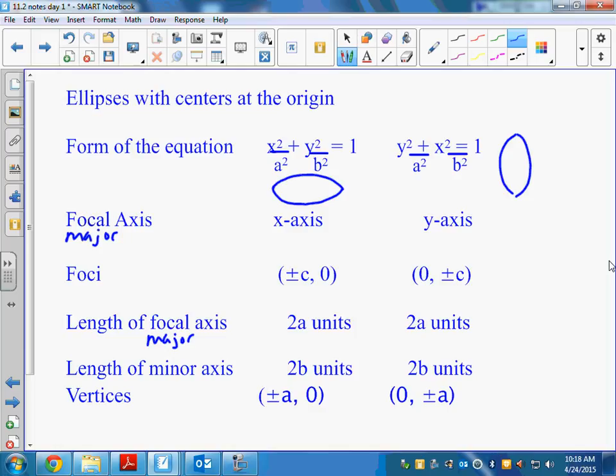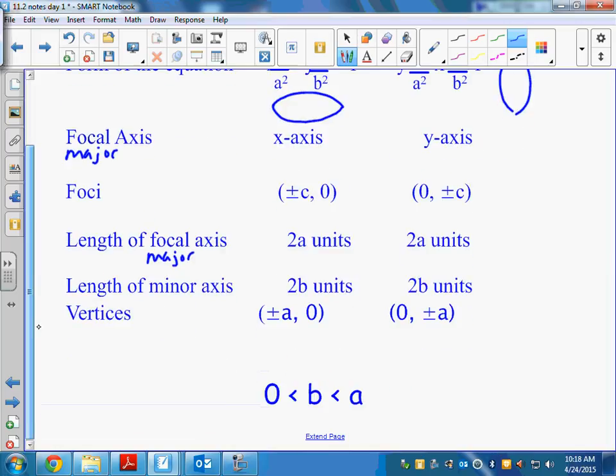And the vertices are 0, plus or minus a. Is that right? a, plus or minus 0. We'll find that out in a minute. And just know that a is the bigger number, right? So a and b are both bigger than 0, but b is the smaller number. We can also say there's a relationship between a, b, and c. And I think, is it just the Pythagorean theorem?